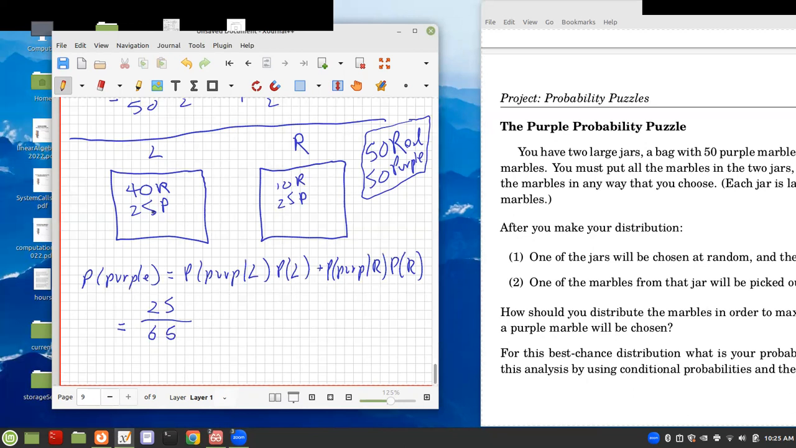Because the conditional probability will be the number that's both purple and left, which is 25, over the total number that's left, which is 65, times 1/2, plus the probability it's purple on the right, which is 25 over 35 times 1/2.